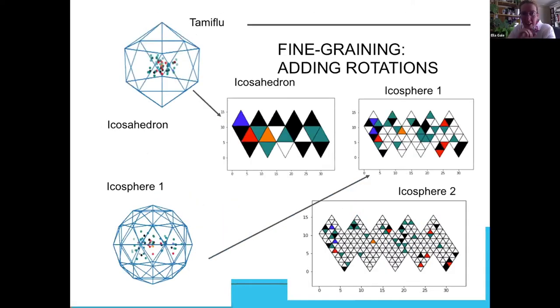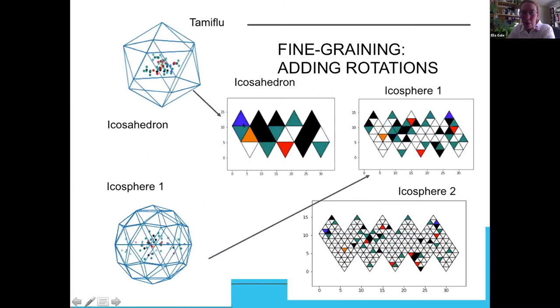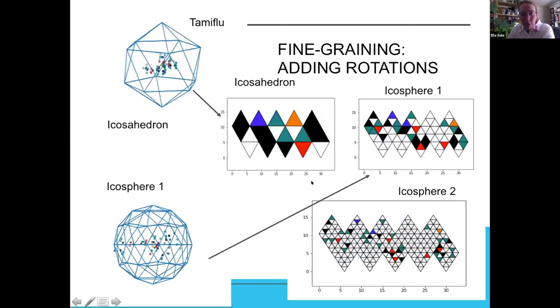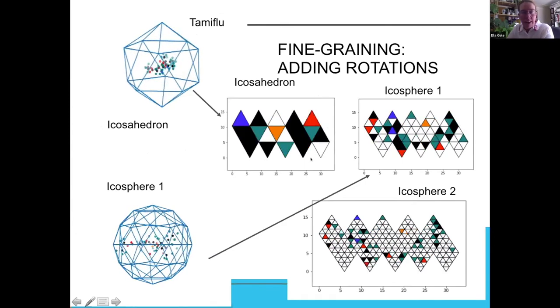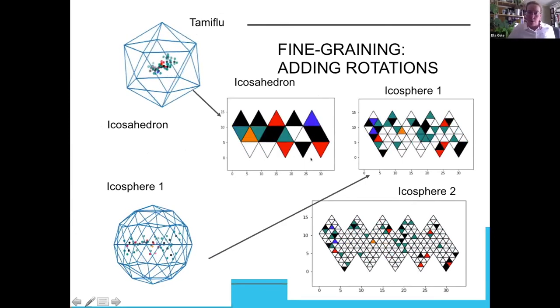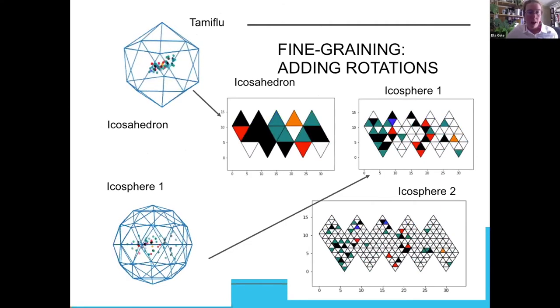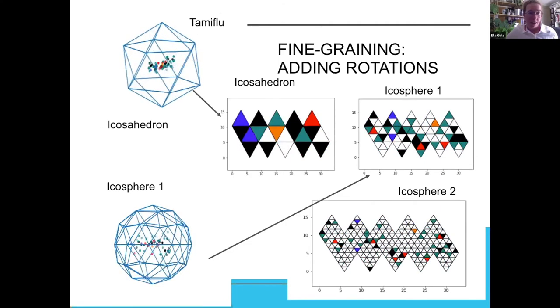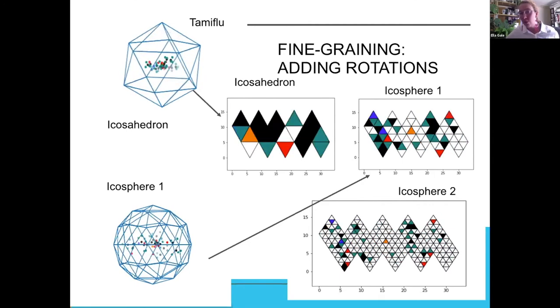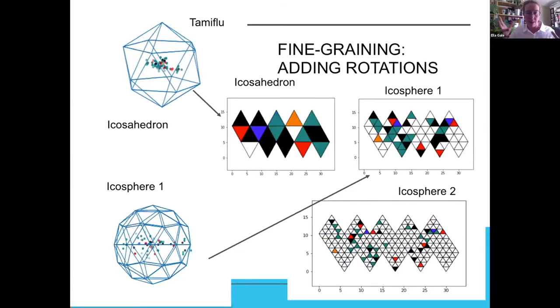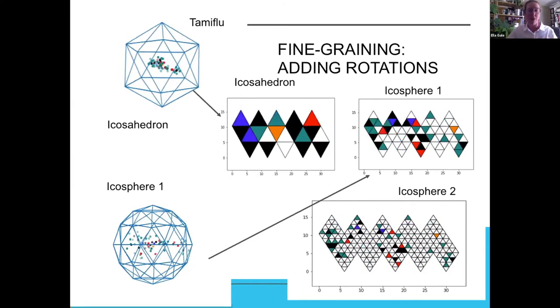Okay. Now, I hope it was perhaps obvious. Obviously we're not using icosahedrons because that's only 20 triangular pixels. That's quite small. So what we do is we use icospheres. And for these, you basically divide the triangular faces up into more triangles and project them out to make a sphere. And you can do this many, many times, it's sort of fractal, and have as many triangles as you want.